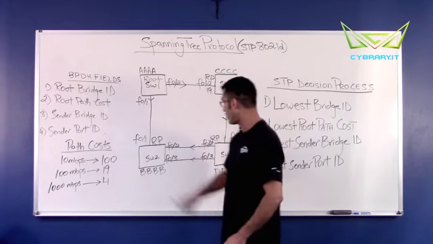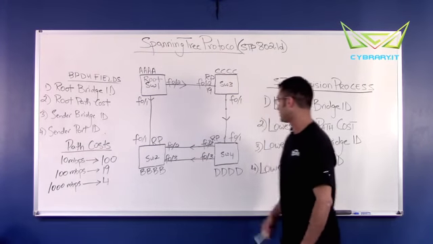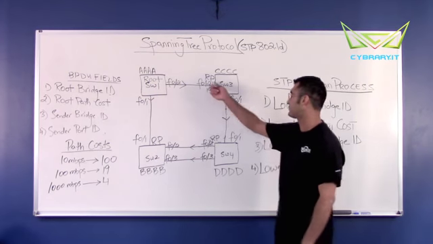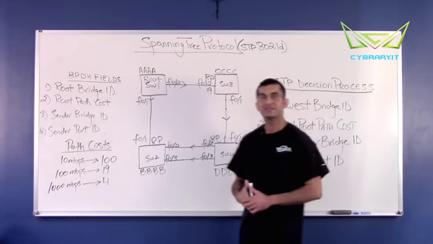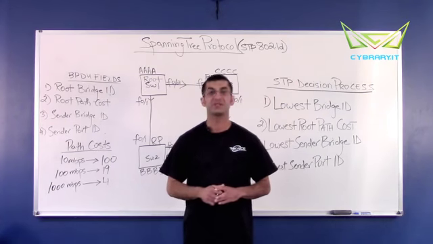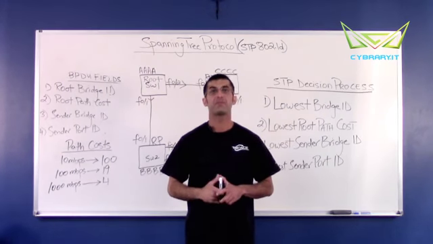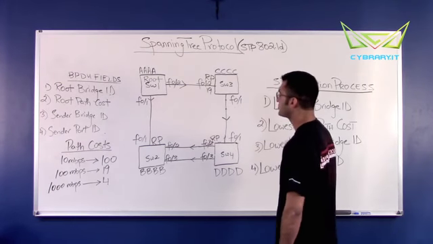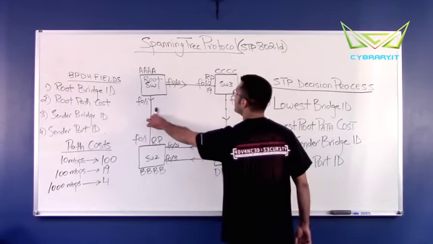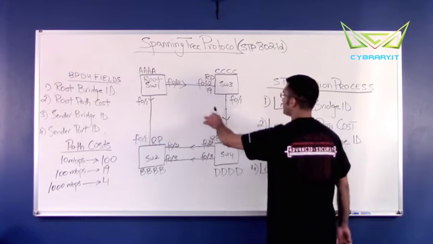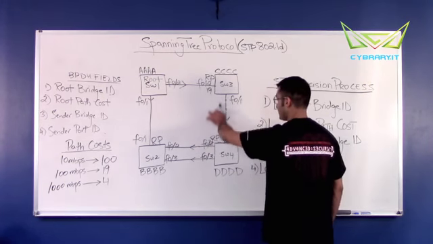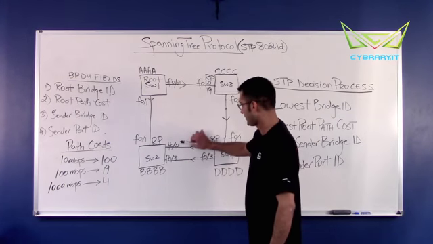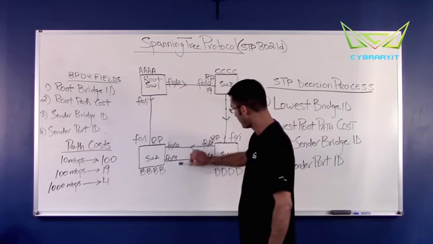So switch 2 has a root port, which is F0/1. Switch 4 has a root port, which is F0/2. And switch 3 has a root port, which is F0/2. The last step in the spanning tree convergence process is to elect one designated port per segment. So, as I mentioned earlier, there are 5 segments in this topology. Between switch 1 and switch 2, between switch 1 and switch 3, between switch 3 and switch 4, and the 2 links between switch 4 and switch 2. So 1, 2, 3, 4, 5.